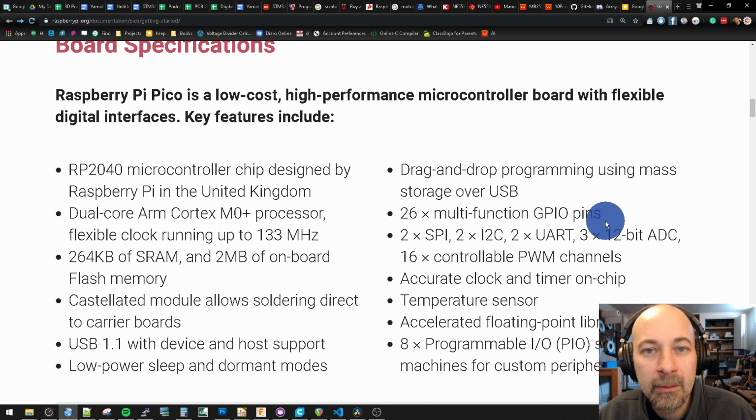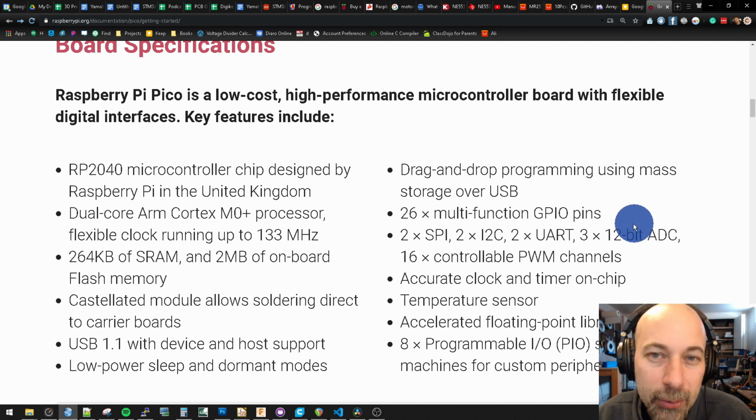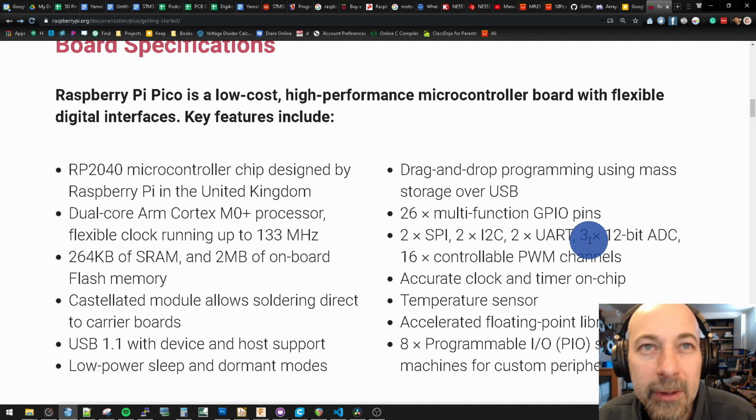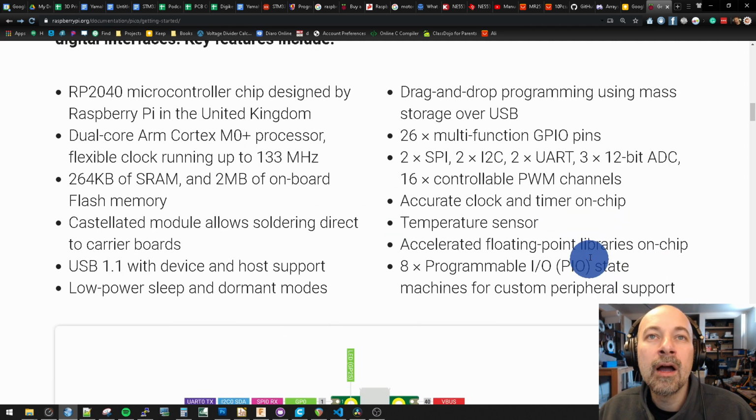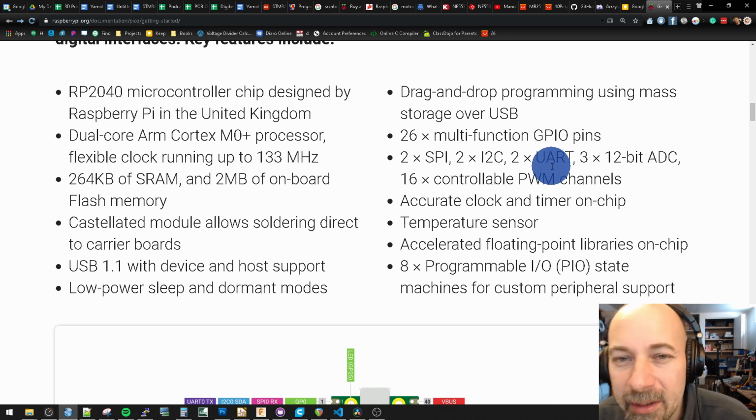That's right in the ballpark of the STM32. I don't even know what the Blue Pill actually has. It doesn't really matter whether it's 24 or 26 unless your specific product requires it. So for most of us, who cares? It's got plenty. 2 SPIs, 2 I2Cs, 2 UARTs. That's all good. The Blue Pill has 3 UARTs, but yeah, you could get by with 2. It's not a big deal.